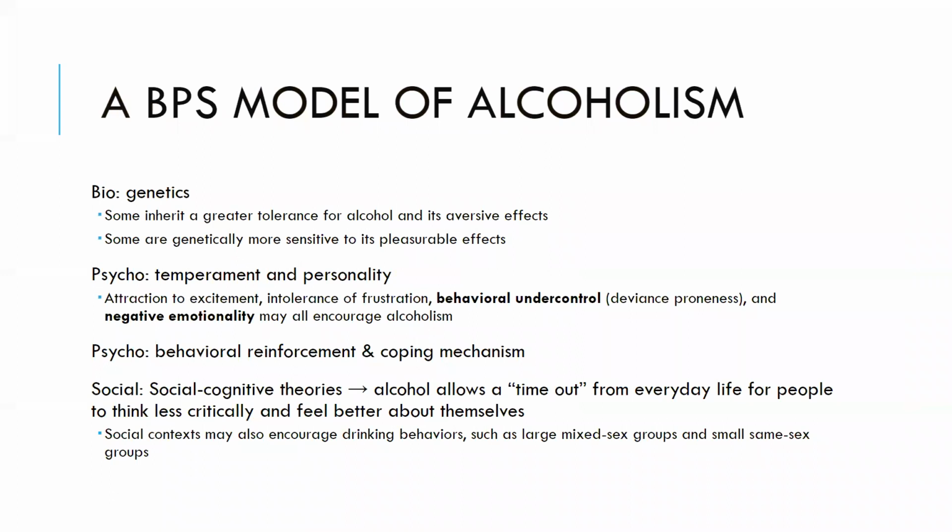In terms of what's going on with alcoholism from a BPS perspective, biologically, there are genetics. As I mentioned earlier, some may inherit a greater tolerance for alcohol and its adverse effects, or a greater sensitivity to its pleasurable effects. Psychologically, temperament and personality may play a role in addiction, specifically those who are attracted to excitement, are intolerant of frustration, those who are more prone to deviance, and those who have a greater degree of negative emotionality are all folks that may kind of trend towards alcoholism. Psychologically as well, behavioral reinforcement and coping mechanisms may also facilitate alcoholism, meaning if a person is reinforced for drinking so they feel more socially accepted potentially while drinking, that can facilitate alcoholism. Alcohol can, of course, also evolve as a coping mechanism.